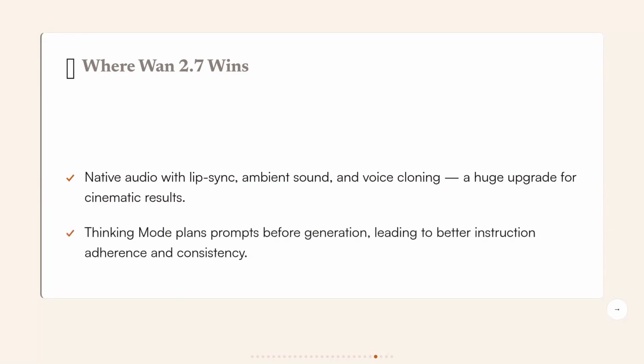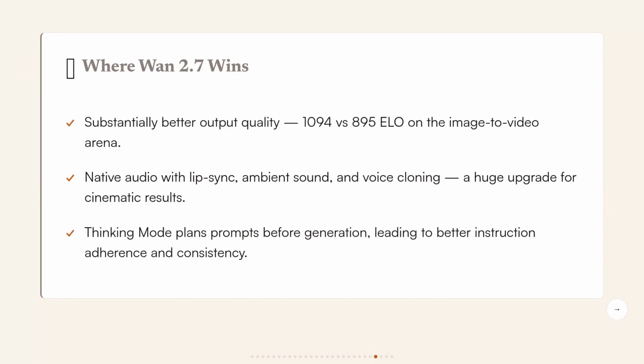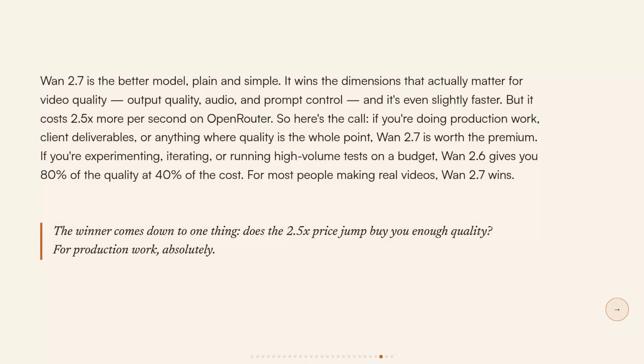It's also slightly faster at around 55 seconds per 5-second clip versus 60. If you're iterating fast or running high volume on a budget, WAN 2.6 at 4 cents per second is your model. If the output is going to a client or a real audience, WAN 2.7 is worth every bit of that 2.5x price jump because the quality gap is too wide to ignore.